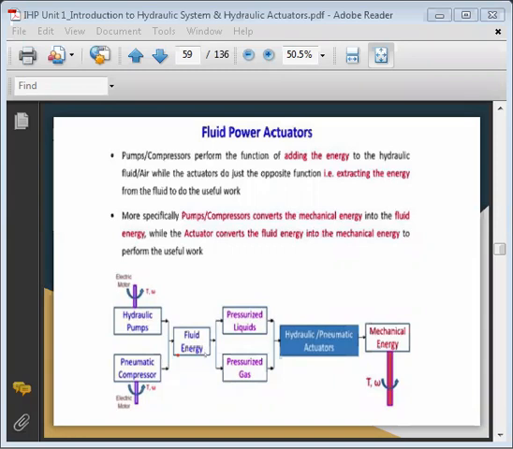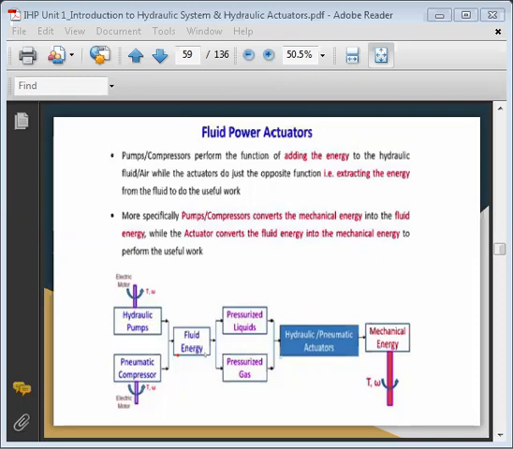More specifically, the pump or compressor converts the mechanical energy received from the electric motor into fluid energy, while the actuator converts the fluid energy received from the pump or compressor into mechanical energy, to perform the useful task or work. In the whole fluid power system, we convert mechanical energy into fluid energy, and fluid energy back into mechanical energy to do useful work. That is called the fluid power system.